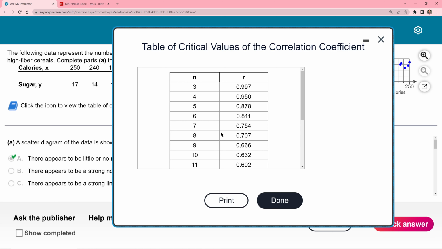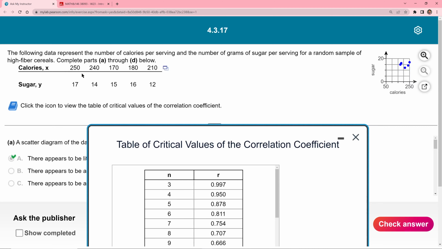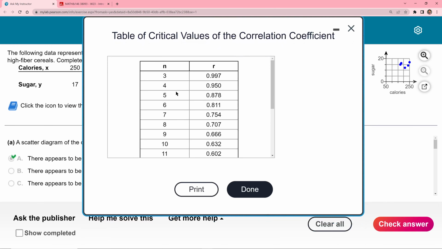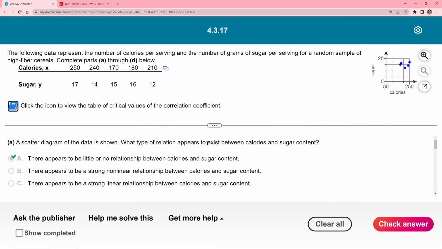Depending on the size, obviously the smaller the size, the stronger R that you will need. Our sample size looks like there's only 5, so we're going to be looking at a critical value of 0.878. And if our R is greater than 0.878, then that lets us know that we do, in fact, have a linear relationship.